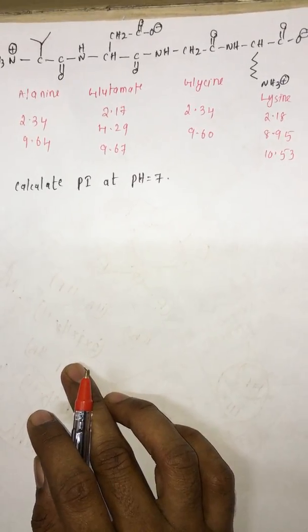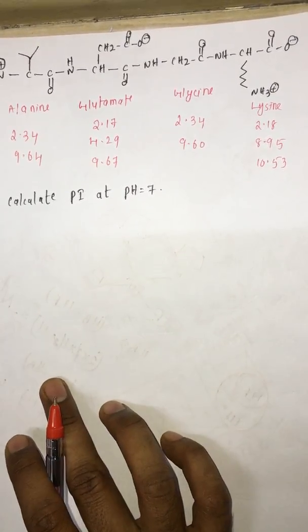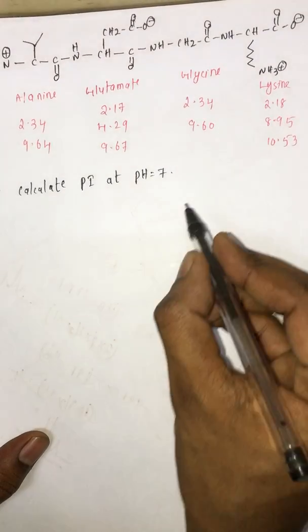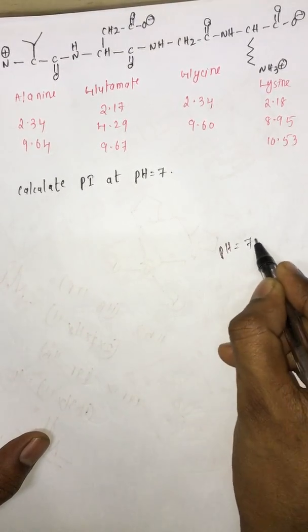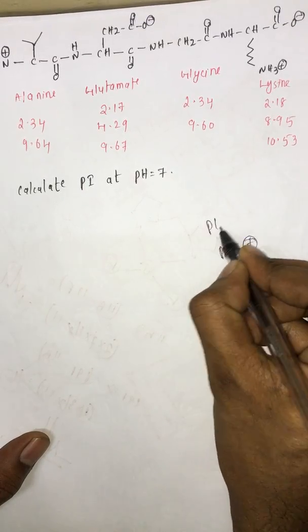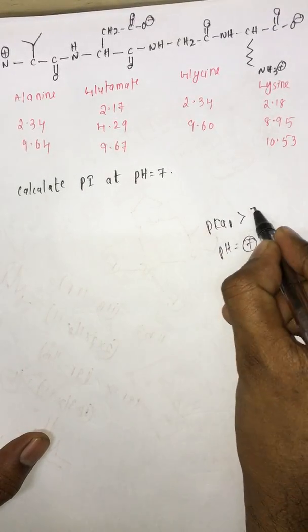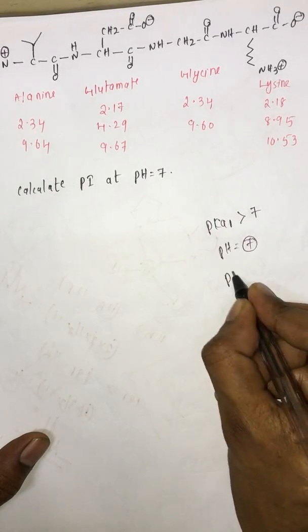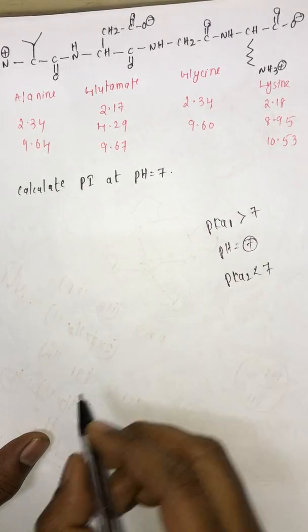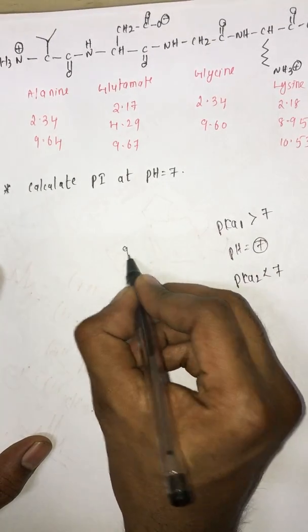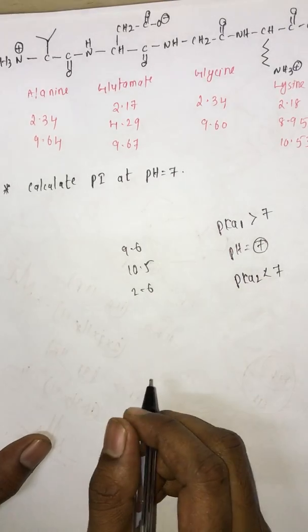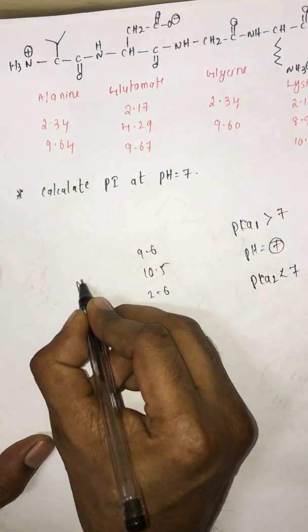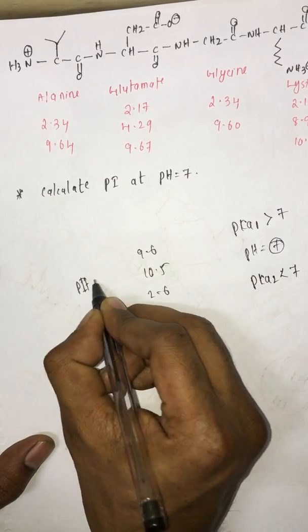Okay, so when they have mentioned, let's imagine they ask for pH 7, that means we have to take one pKa value which is greater than 7, and another pKa value which is less than 7. Imagine that we have 9.6, 10.5, 2.6, these three values. So they asked us to calculate the isoelectric point at pH 7.